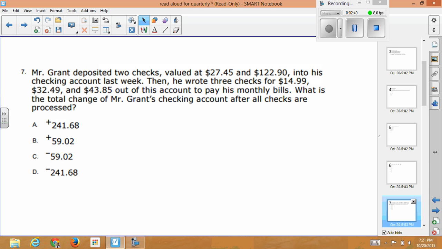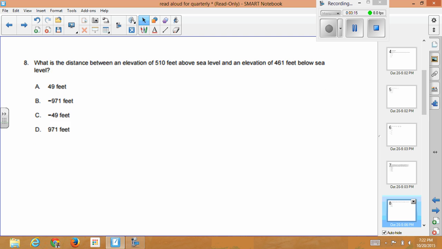Number 7. Mr. Grant deposited 2 checks valued at $27.45 and $122.90 into his checking account last week. Then he wrote 3 checks for $14.99, $32.49, and $43.85 out of that account to pay his monthly bills. What is the total change of Mr. Grant's checking account after all the checks are processed? A, positive $241.68, B, $59.02, C, negative $59.02, or D, negative $241.68.